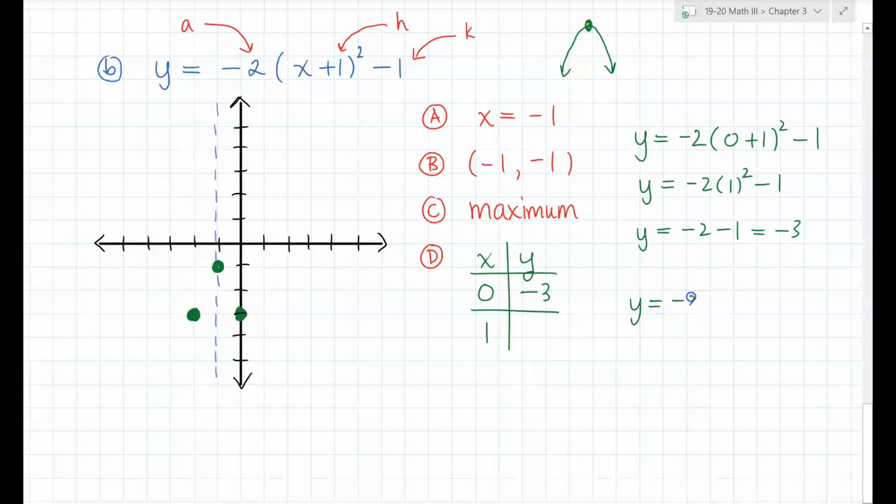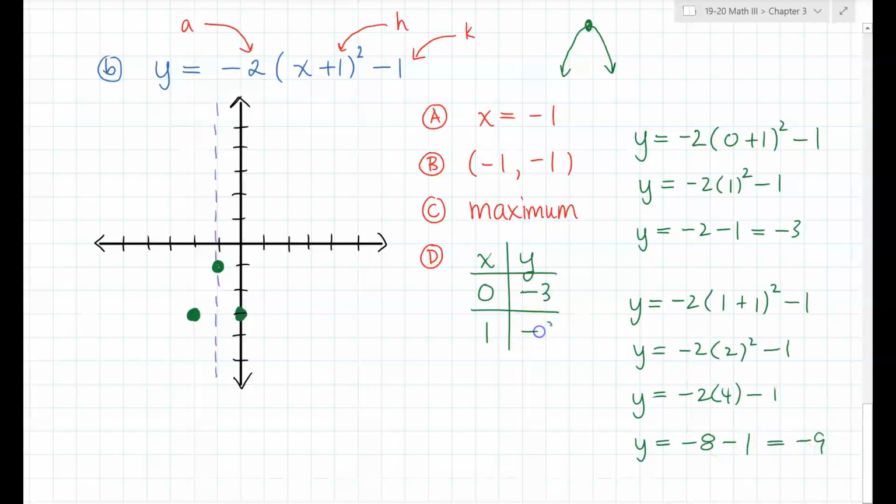Now we'll plug in a 1. Y equals -2 times (1 plus 1) squared minus 1. So y is equal to -2 times 2 squared minus 1. So that's a -2 times 4 minus 1. So -8 minus 1, that's -9. That means I got to go to (1, -9) to draw this point.